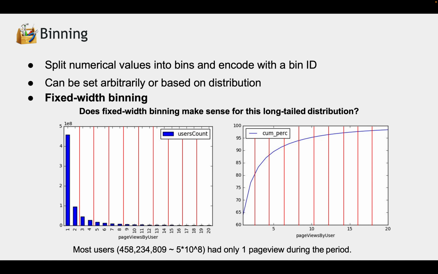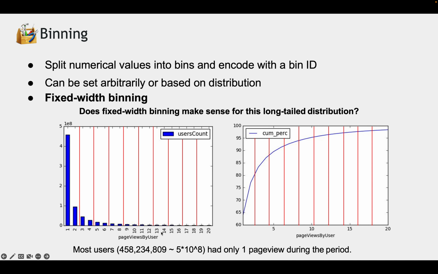Binning. Split numerical values into bins and encode with a bin ID. Can be set arbitrarily or based on distribution. Fixed-width binning. Does fixed-width binning make sense for long tail distribution? That is something that I don't understand right now.